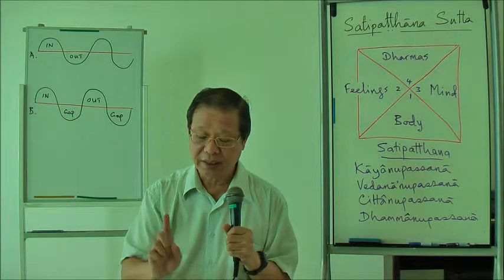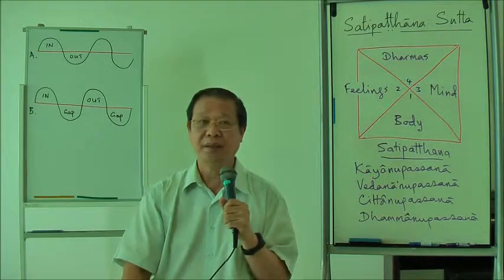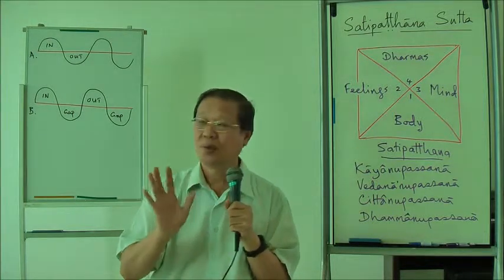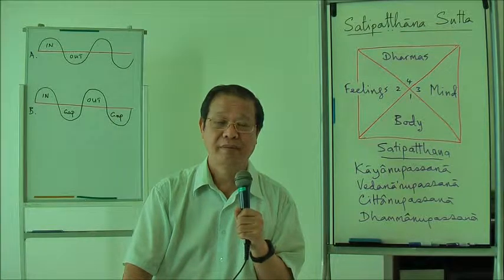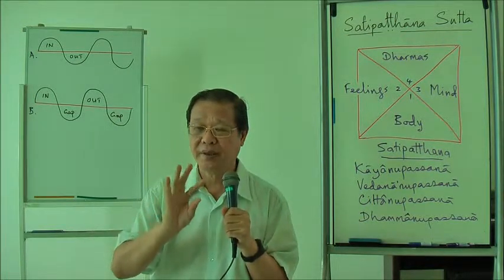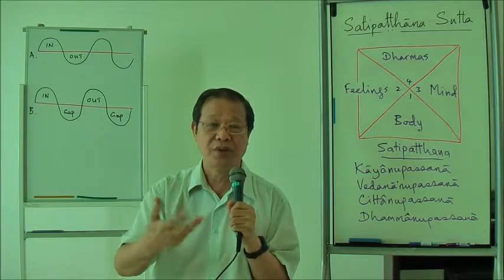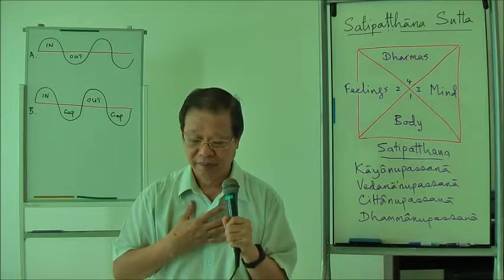Now, once you do this, you get the benefit. And he dwells independent, not clinging to anything in this world. This world means what? Your senses. You are no more troubled by your five senses. You are at peace with yourself. What you see, what you hear, smell, taste, touch, you are at peace with them. You get along easier with your senses. You are at peace with yourself.